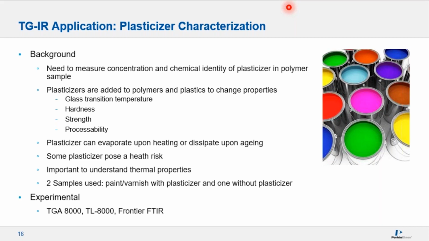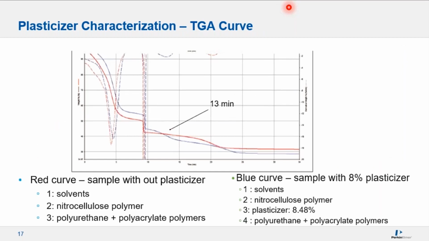So for this experiment, we have 2 samples. We have paint with plasticizer and then a paint sample without plasticizer. So we've used the TGA 8000, the TL8000 transfer line, and then the Frontier FTIR. So if we look at the TGA weight loss curve, we have two curves here. The red curve is the sample without plasticizer. The blue curve is the sample with plasticizer. So we see different weight loss events occurring.